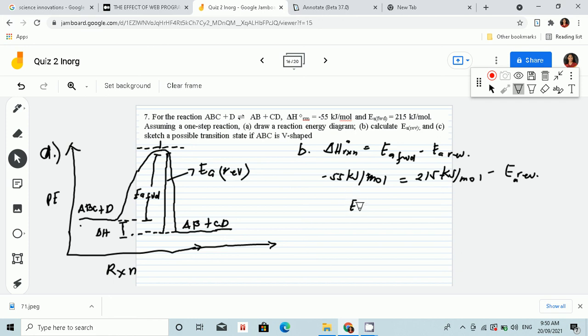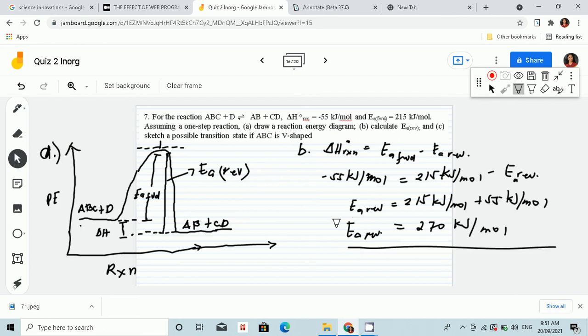So E reverse, let's put that here so it's positive. And this will become positive E reverse, kilojoules per mole. So we have that one, and that is equal to 215 plus 55, 270 kilojoules per mole. So the reverse energy of activation is 270 kilojoules per mole.